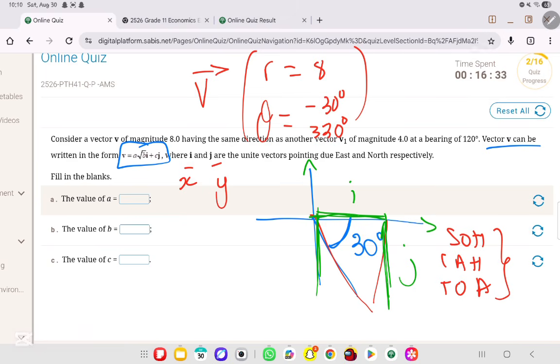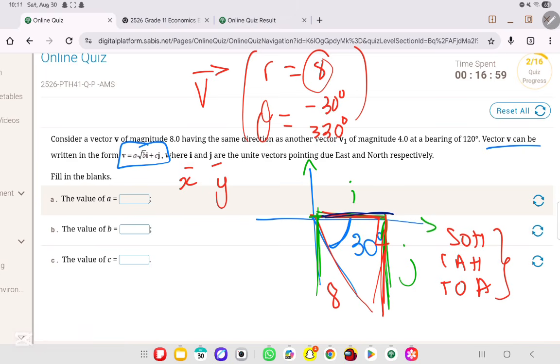So, of course, we also have the magnitude. What's our magnitude? It's 8. Using the triangle method and SOH CAH TOA, you'll be able to find the side of I and the side of J. Of course, you only use SOH CAH TOA if it's a right triangle, and of course, this is a right triangle. This is the first method of doing it. Let me just solve it quickly.